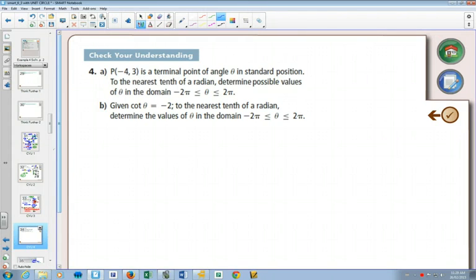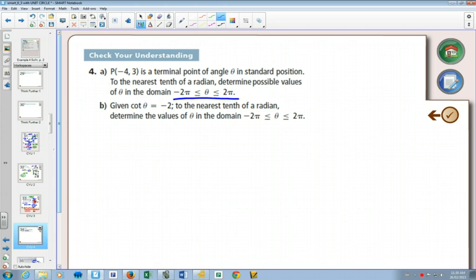So learning about radians opens up every single question you've done in the past with degrees. Now just the same questions get asked with radians. So there's just a slight difference. We had this question: P(-4, 3) is the terminal point of an angle theta in standard position. We did this a couple of days ago with degrees. The only difference now is they're telling us radians.